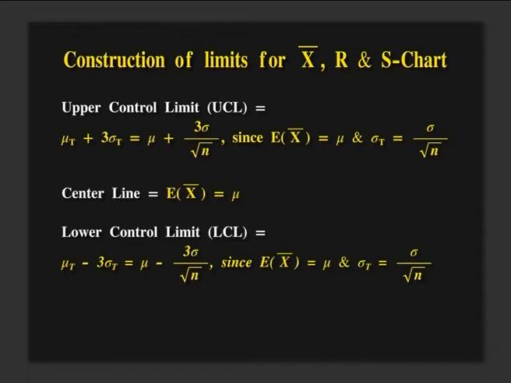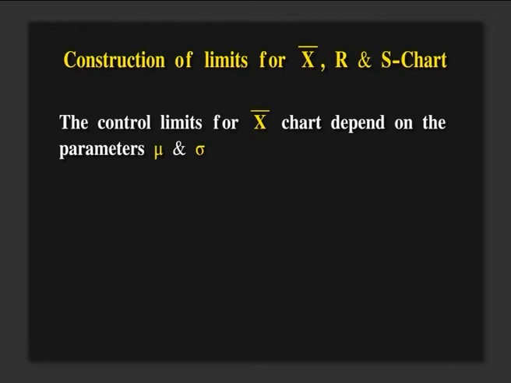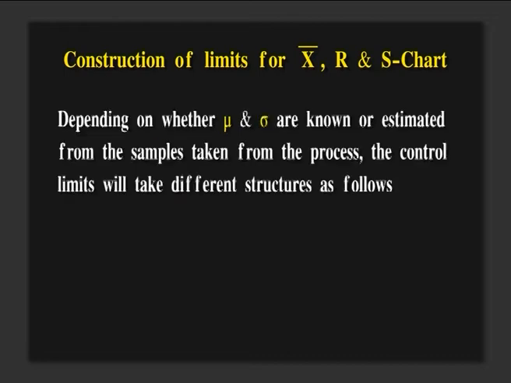The central line can be written as expected value of x bar, which is equal to mu. The lower control limit can be written as mu T minus 3 sigma T, which is equal to mu minus 3 sigma by root n, since expected value of x bar is equal to mu and the standard deviation of x bar is equal to sigma by root n. The control limits for x bar chart depend upon the parameters mu and sigma. Depending on whether mu and sigma are known or estimated from the samples taken from the process, the control limits will take different structures as discussed below.